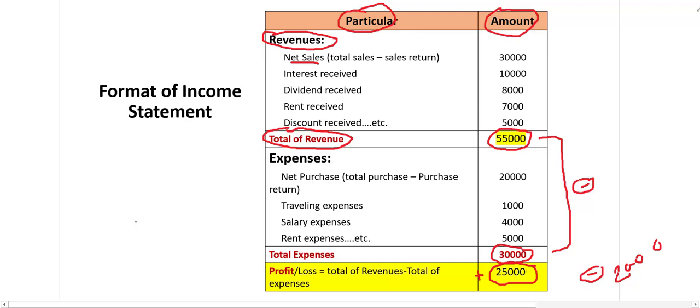Profit. So this was the format of profit and loss or income statement. Once again, make two columns for this one. First of all, mention the total of revenue, mention all revenues and find out the total of revenue.